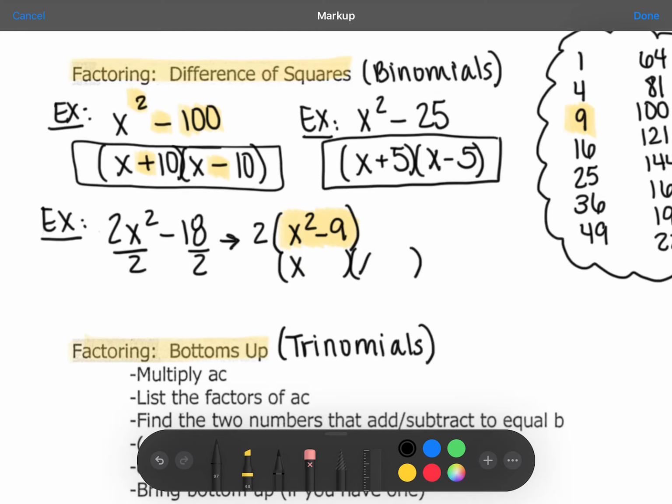X times x is x squared. 3 times 3 is 9. One gets a plus and one gets a minus. Don't forget your GCF of 2 that you took out at the very beginning. Now that is factored completely.